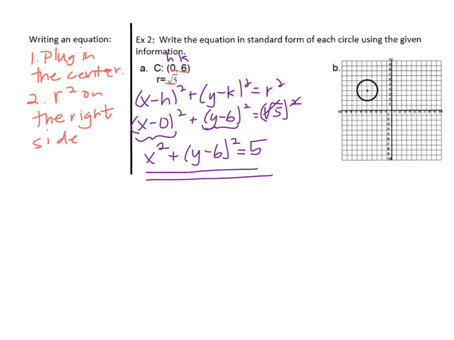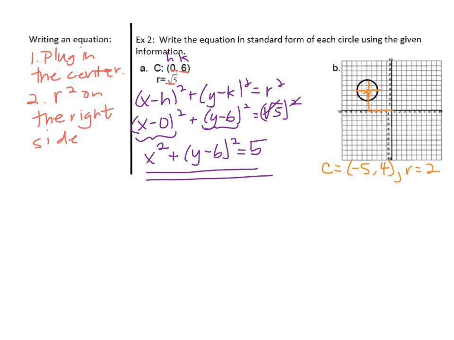If you're given a picture, we just have to find the information we need from that picture. Counting to the left and up, it appears the center is at negative 5, 4. And then from the center, it looks like it goes 2 units to the right, 2 units to the left, up 2 and down 2. The radius is 2 units.